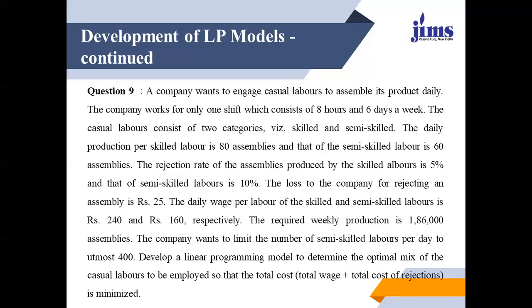So develop a linear programming model to determine the optimal mix of the casual labors to be employed, so that the total cost is minimized. What are the cost components here? Cost components are total wages; material cost and other costs are not given, so they will remain the same. We want to reduce the total wages cost plus the cost of rejections. This we want to minimize. So this is the problem.